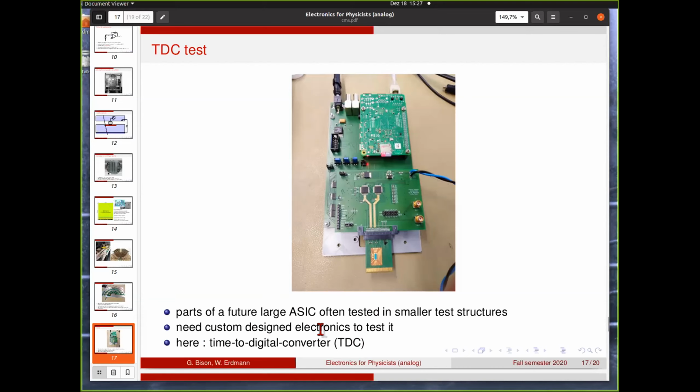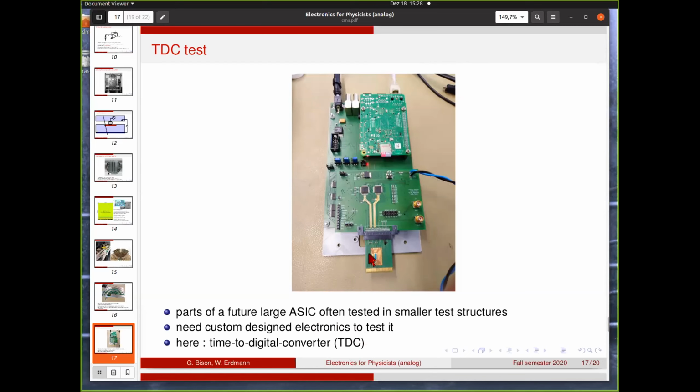But before we make a large readout chip, as you've seen before, where the production is relatively expensive, we usually produce small samples that can be tested, that can be produced relatively cheaply. And then we get these test structures. You can see it here, which is just a few millimeters large. But to test these test structures, you have to then design your own custom electronics that can, again, test this.